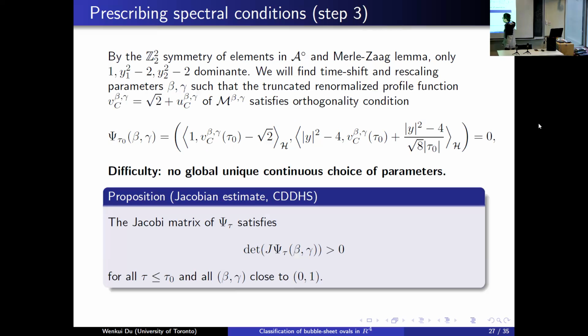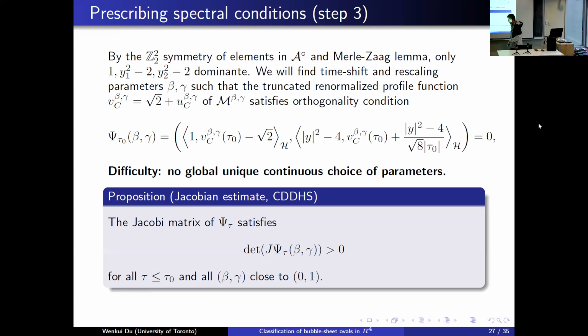As I said, we need to make the symmetric gauge, so here we consider the following equation: the projection of this profile function onto the mode 1, and also the projection onto y norm square minus 4. Basically, if this vanishes, it agrees with the symmetric oval. So for any oval, we need to find good parameters beta and gamma such that this equation holds.